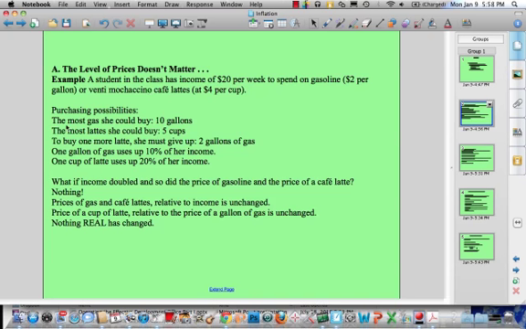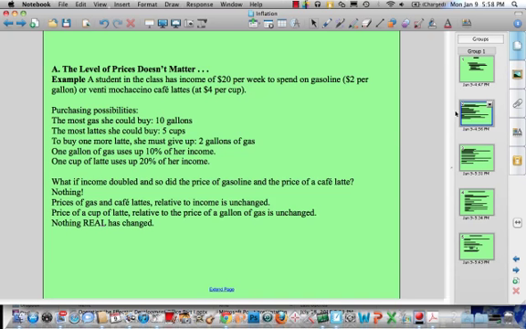In terms of purchasing possibilities, she can buy 10 gallons of gas or 5 cups of coffee. To buy one more latte, she must give up 2 gallons of gas. That's the opportunity cost. So in this case, 1 gallon of gas uses 10% of her income. 1 latte uses 20% of her income. Now what would happen if her income doubled? So here it goes from 20 to 40, and so did the price of gas and the price of the latte. Well, in fact, nothing happens because the price of gas and lattes relative to income is unchanged.